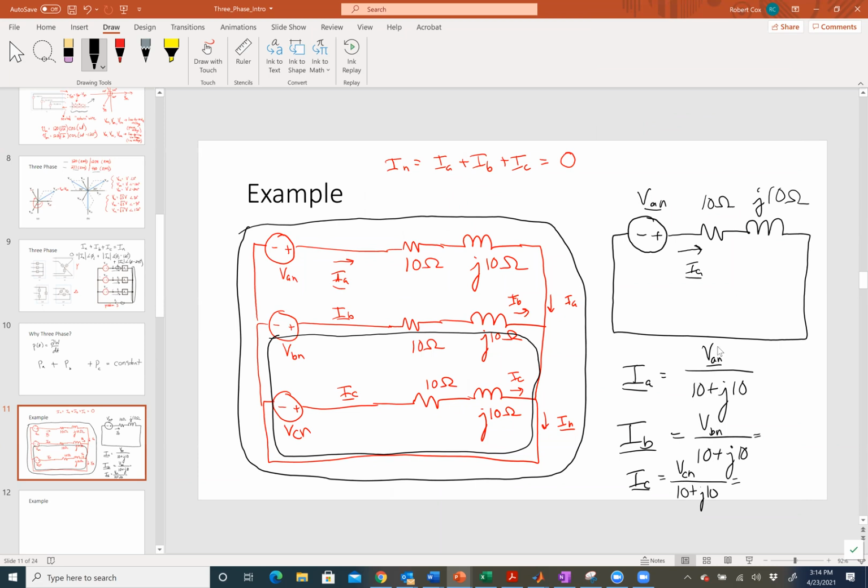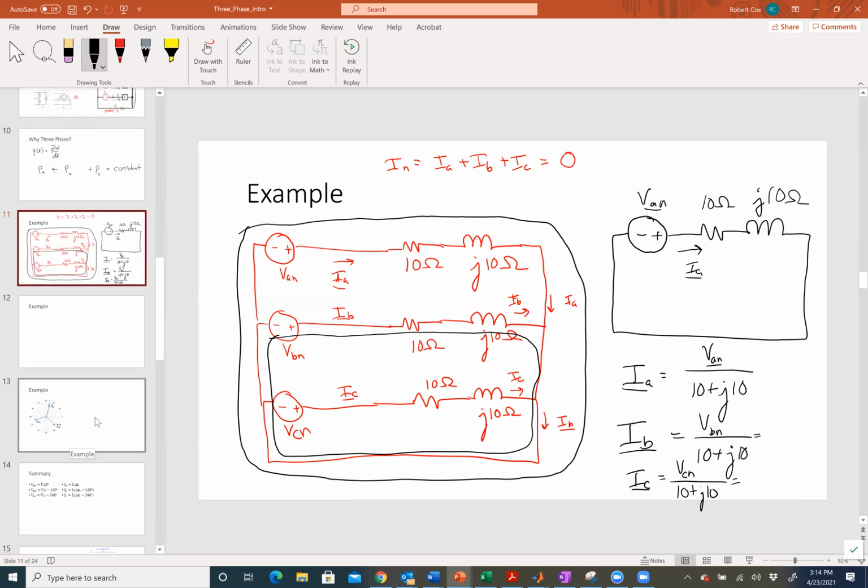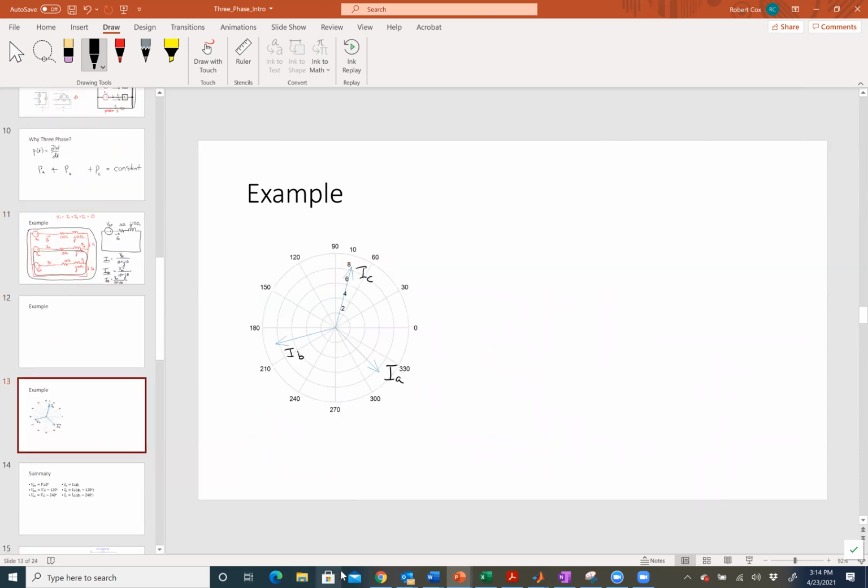That means that VAN, if it had an angle of 0, this guy's going to be somewhere a little bit negative, which is going to put it in the fourth quadrant. Now, the other thing that Tyler said, which is correct, is this is an inductive load, so it's a lagging load, which means the current lags the voltage. So if the voltage is sitting here, this is VAN, IA is lagging VAN. That's what we defined as lagging.